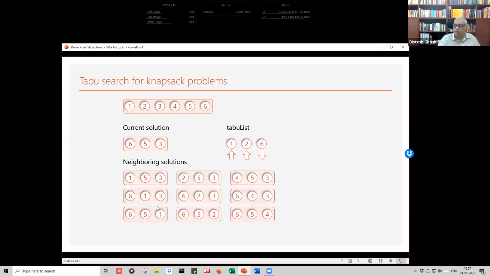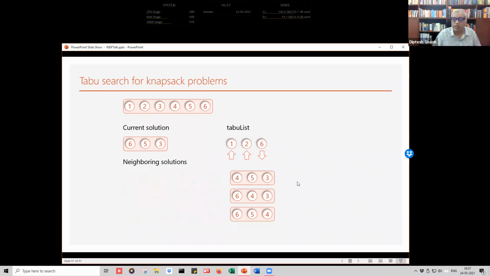I again have my neighboring solutions. From my neighboring solutions, if I look at all the neighbors which involve one of the moves which are marked taboo, these are the ones that get thrown out. And I'll be left with only these 2 neighbors. So searching these 2 neighbors, I can find out which is the best neighbor and then carry forward. So this is how taboo search usually works in optimization problems.